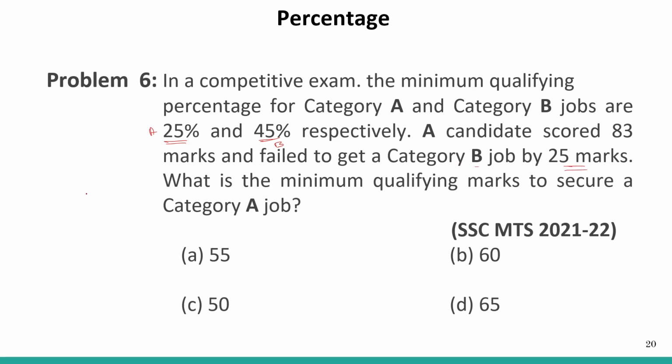Okay, so 83 plus 25 is equal to what? 45%, right? So this implies that 1% is equal to 83 plus 25 by 45. That is actually equal to 108 by 45.